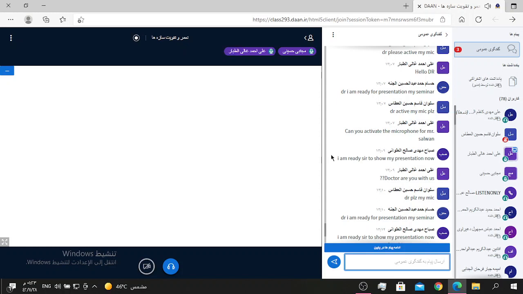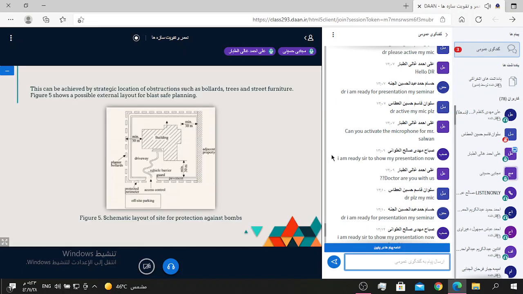This can be achieved by strategic location of obstructions such as bollards, trees, and street furniture. Figure 5 shows a possible external layout for blast-safe planning.